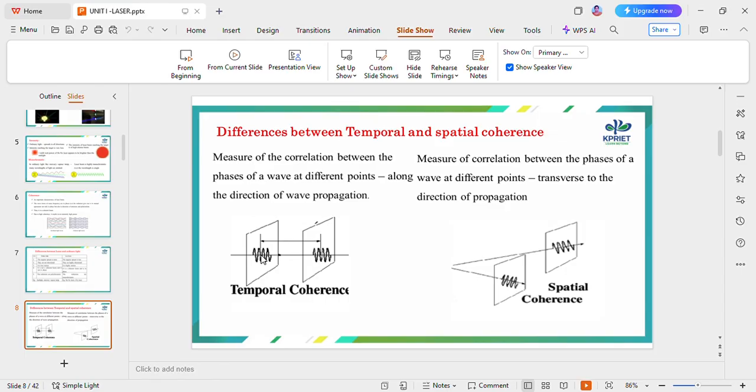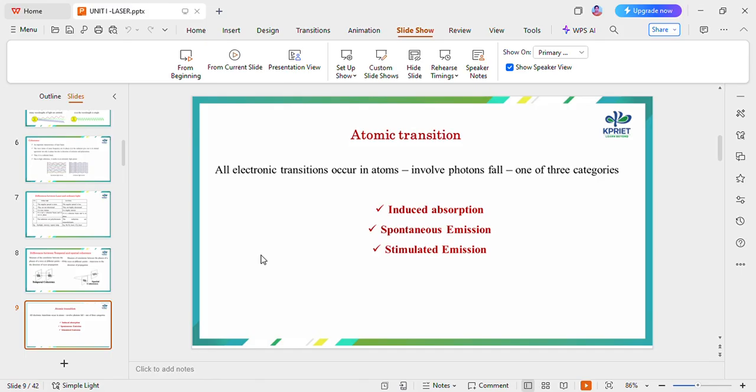There are two types of coherence, temporal and spatial coherence. What is the difference between them? The measure of the correlation between the phases of a wave at different points along the direction of wave propagation is temporal coherence. Whereas the measure of correlation between the phases of a wave at different points transverse to the direction of propagation is known as spatial coherence. These two are very important in laser concepts.